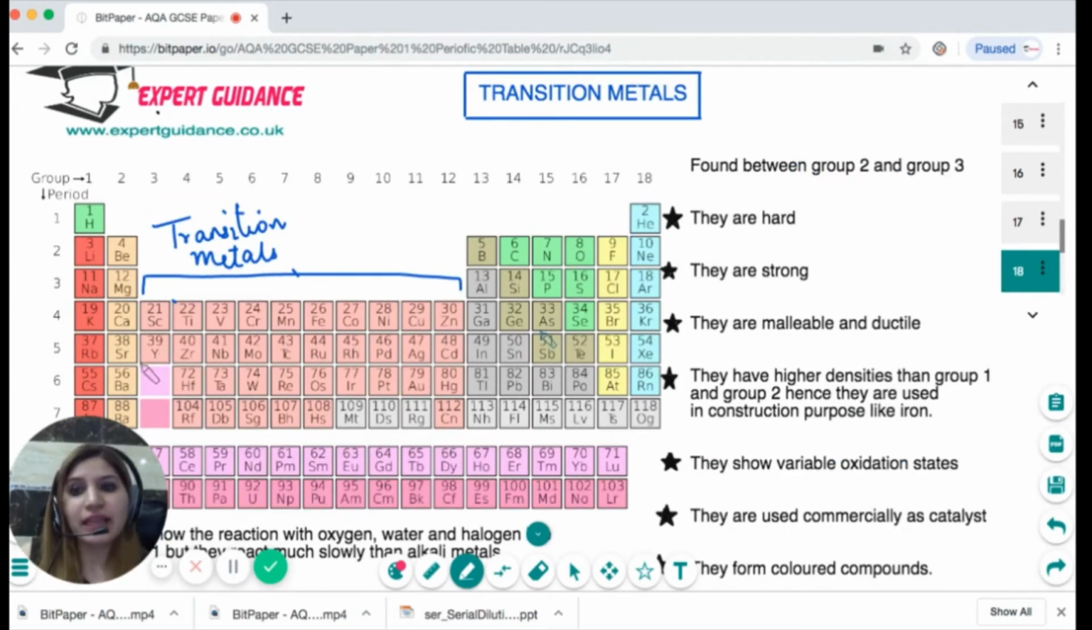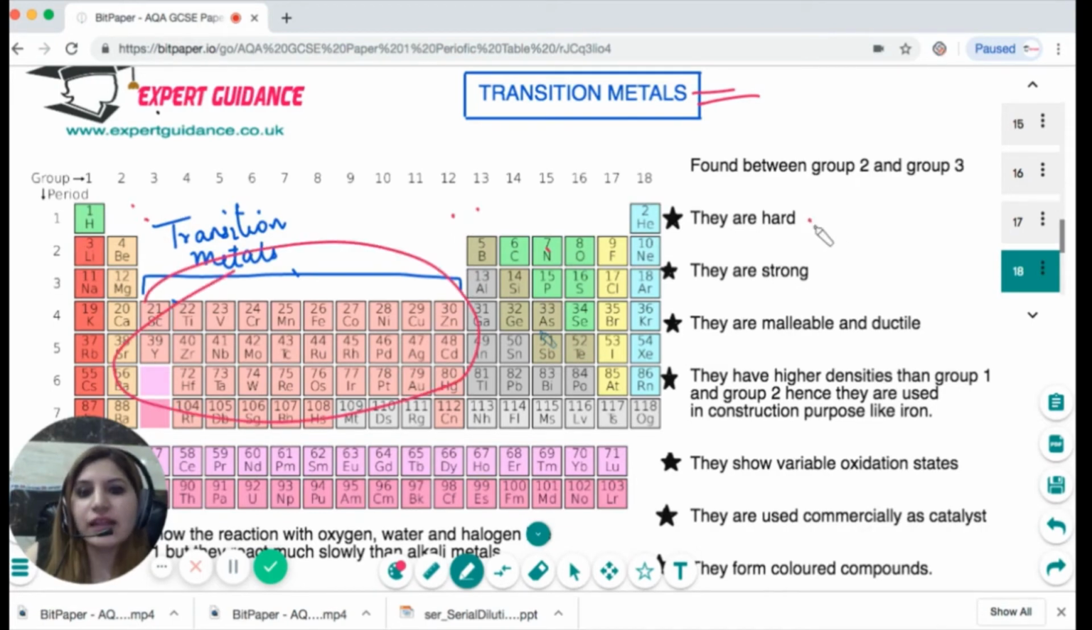Okay, now let's do the last topic, transition metals, which is a chemistry only topic. Transition elements are found between group 2 and 3. So this block is the transition metals. They are hard, they are strong, they are malleable and ductile. They have higher density than group 1 and group 2. Therefore, iron you have seen, copper you have seen, is used for construction purposes.